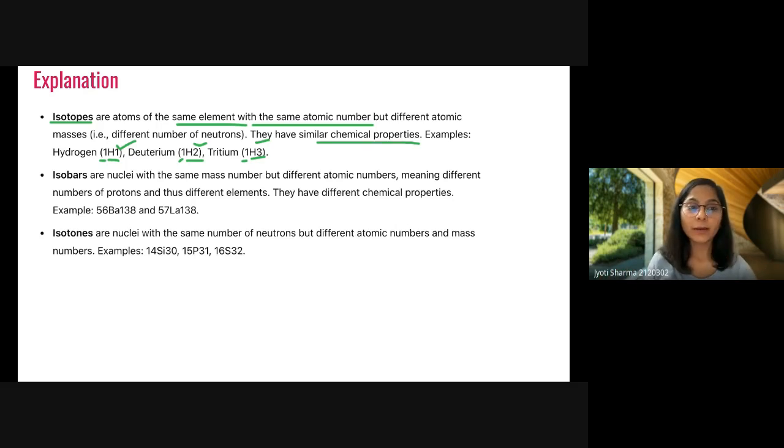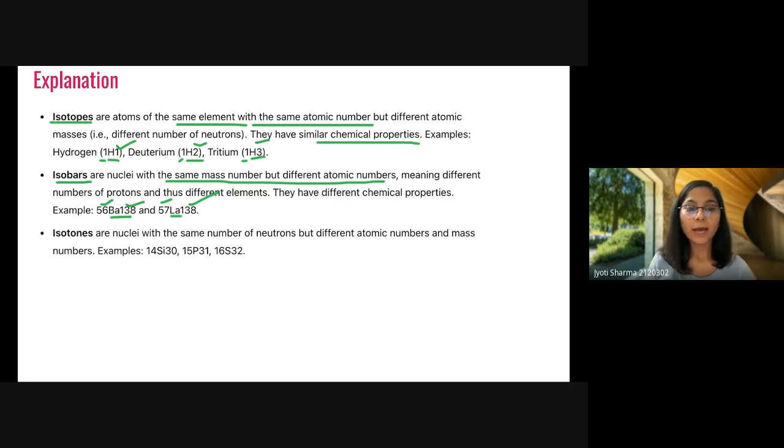Then if we are comparing isobars, just see the example of isobars. We have different elements, right? The atomic mass is the same and the atomic number is different. So just see here, with same mass number but different atomic number, meaning different number of protons and thus different elements, so they have different chemical properties. So these are known as the isobars, right?